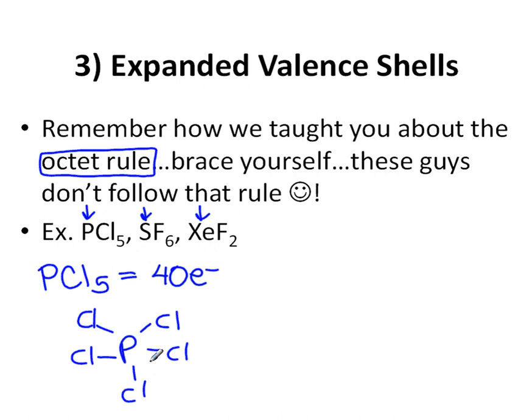Right away you can see why this rule is broken. Phosphorus is in the center. There are 2, 4, 6, 8, 10 electrons around it. Don't worry, we'll learn more about that in the next lesson, why it's possible, but that's okay.